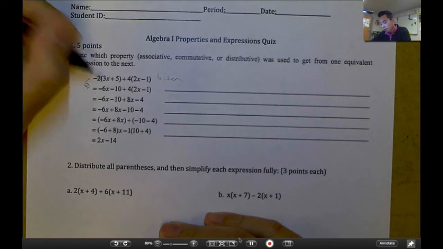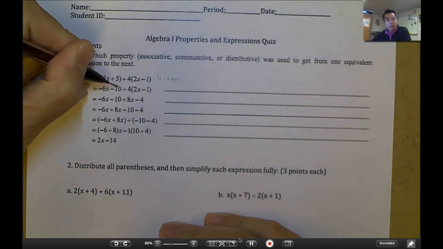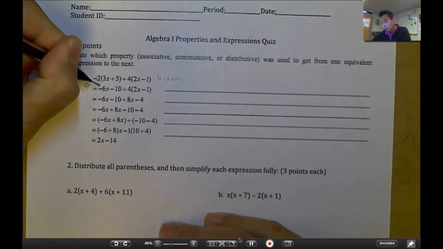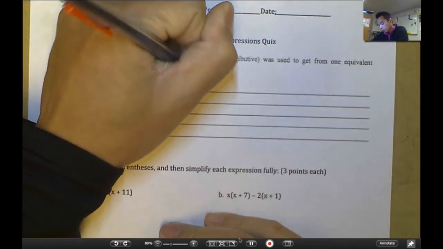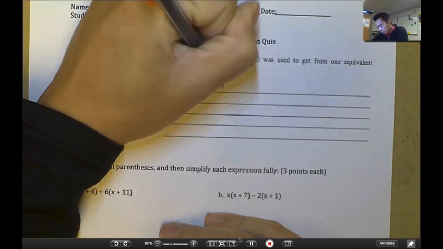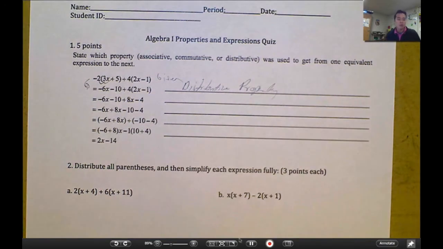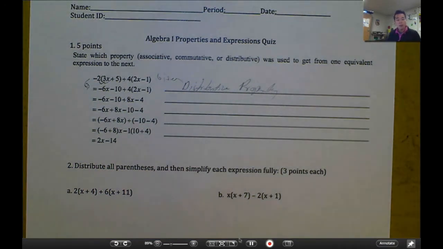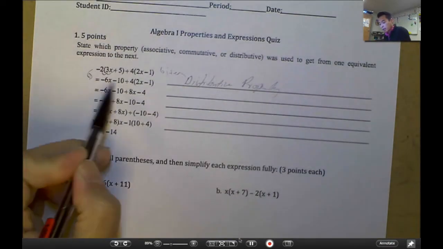You go down here, I see that I have negative 6x with negative 10. Well, right there, I can tell that that is going to be the distributive property. Okay, I am distributing the negative 2 with the positive 3x, and then the negative 2 with the positive 5, creating a negative 10. Going down to the next step.